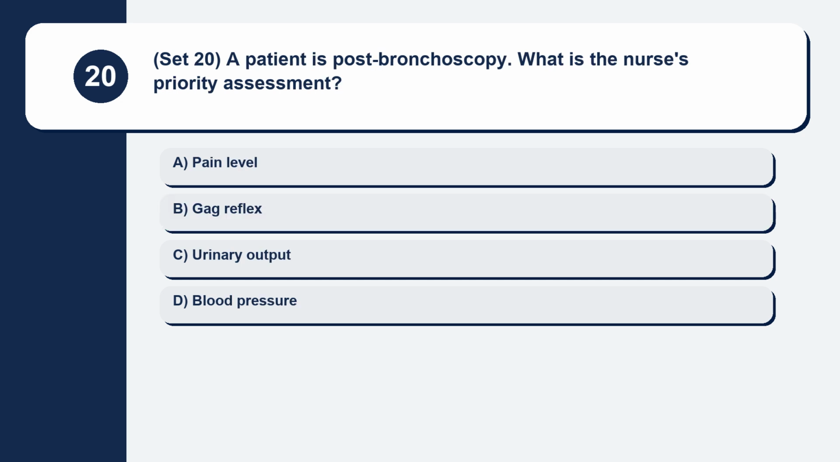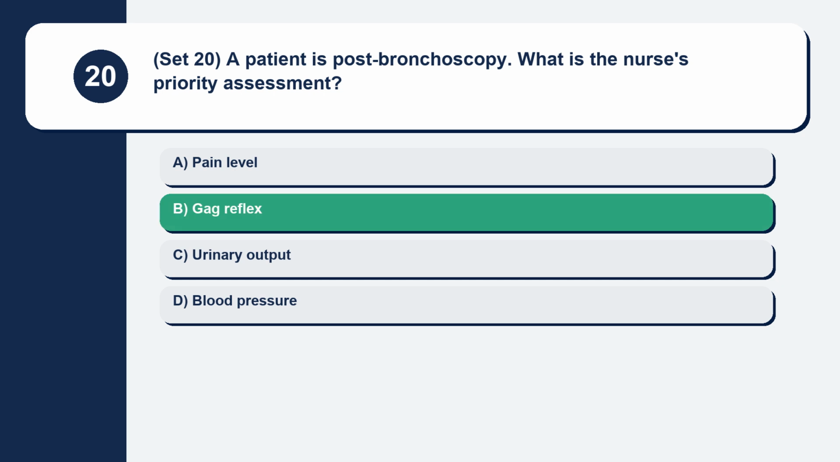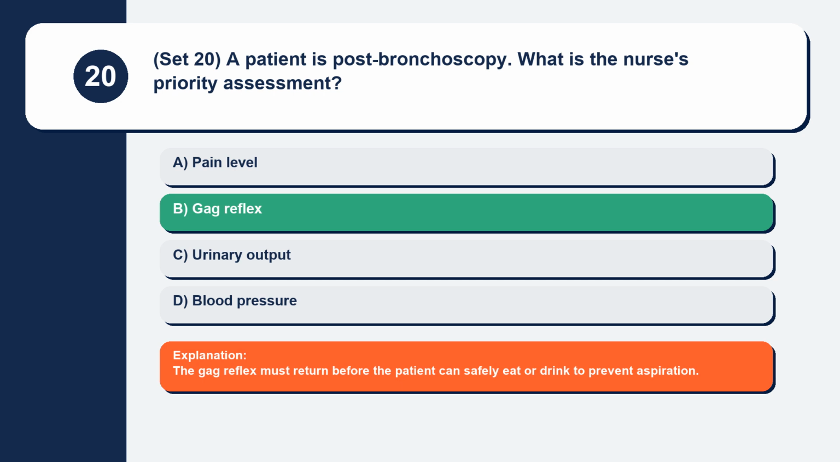Question 20. Set 20. A patient is post-bronchoscopy. What is the nurse's priority assessment? Pain level, gag reflex, urinary output, blood pressure. The gag reflex must return before the patient can safely eat or drink to prevent aspiration.